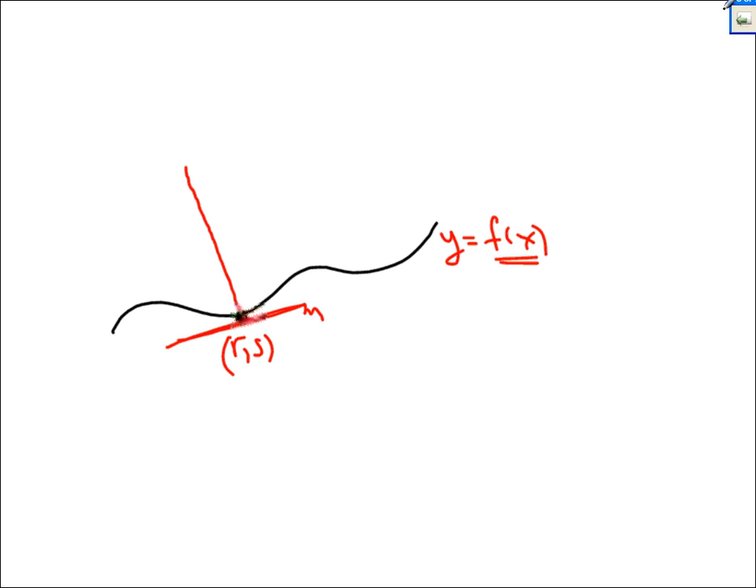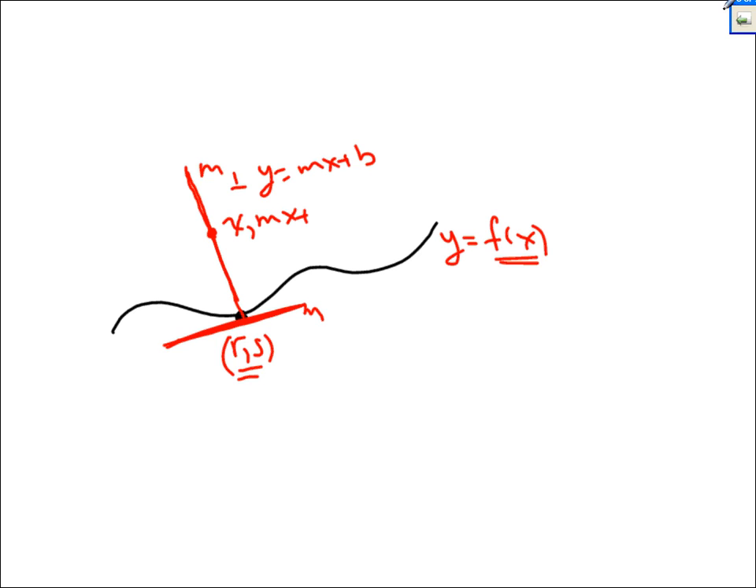So we have our point, and we have the slope of this lightly red line, not the bold line. If you have the slope of this line and a point on that line, you can find the equation of the line, y equals mx plus b. So what you do is you pick a point on the line, x, comma, y.